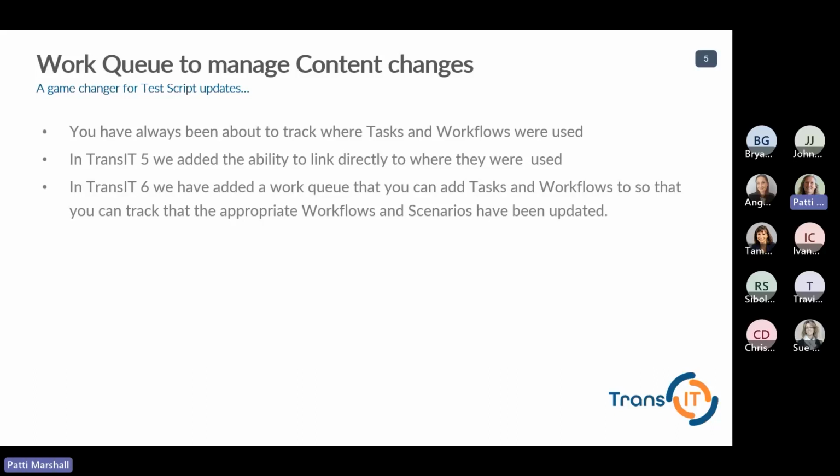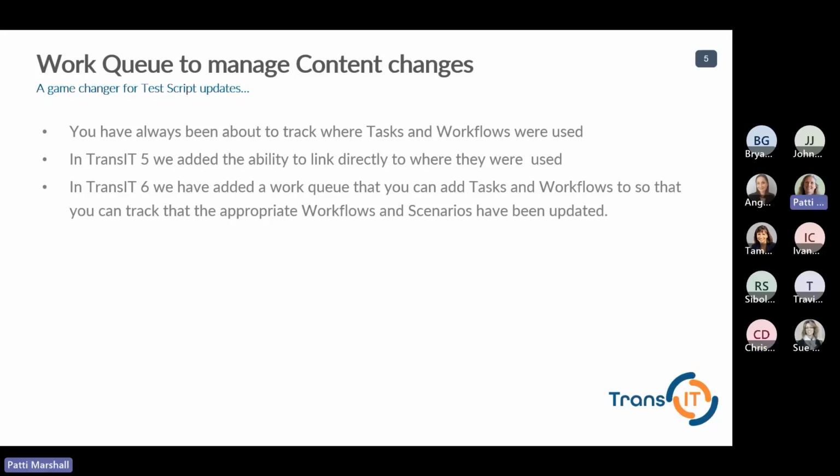Then in Transit 5, we added links to those specific places. But in Transit 6, we've also added a work queue. So you can add tasks or workflows to the work queue, and then as you work through it, you click to remove them from the work queue. Basically, if you had a task or a workflow that you'd updated and it was used in 20 different places, you previously had to track manually where those 20 places were, and now you can do it automatically.